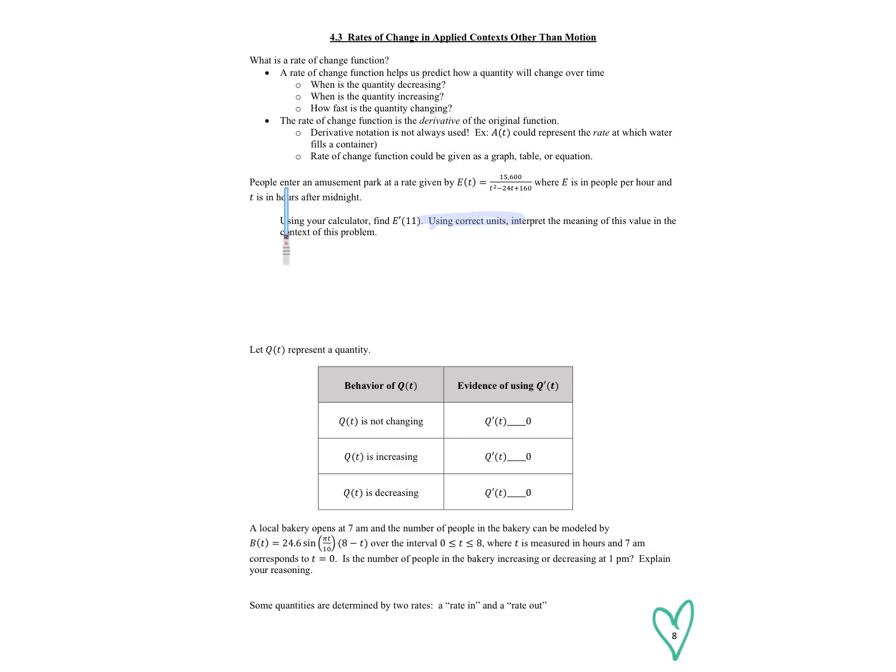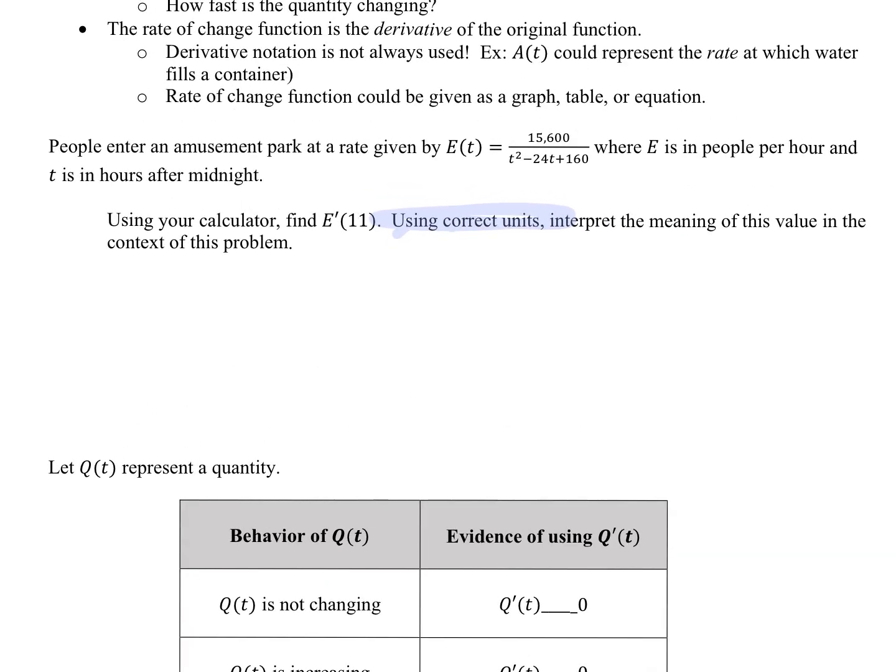So it says people enter an amusement park at this rate. If this is a rate, what is technically E of t then? If it's a rate, are we talking position, velocity, or acceleration?